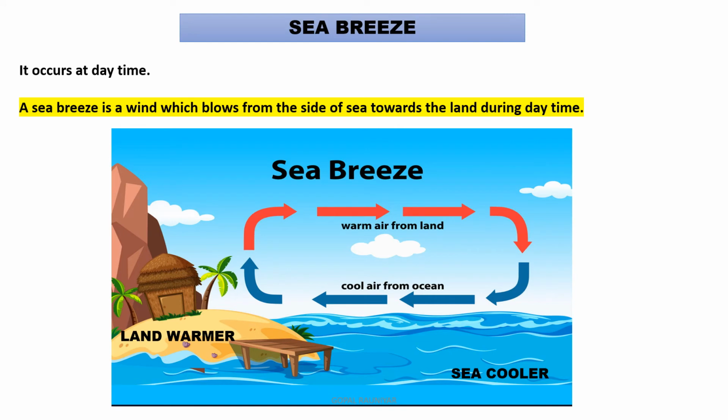Now we will see what is sea breeze. First, it occurs at daytime, and sea breeze is the wind which blows from the side of the sea towards the land during daytime. Now we will see how sea breeze occurs.